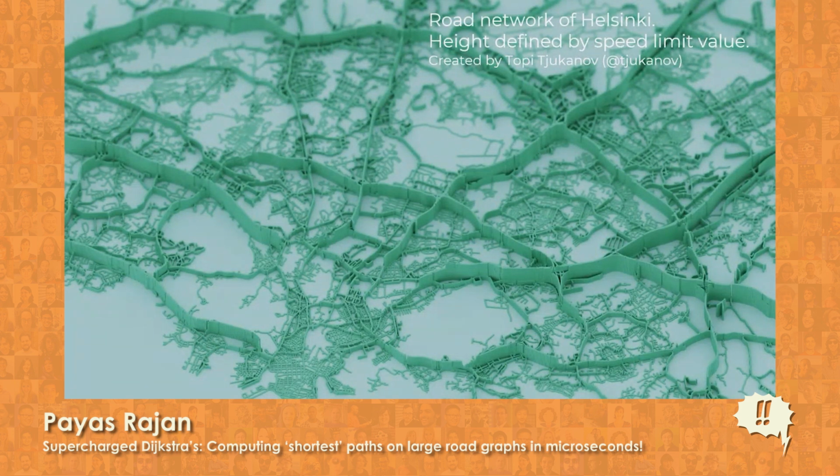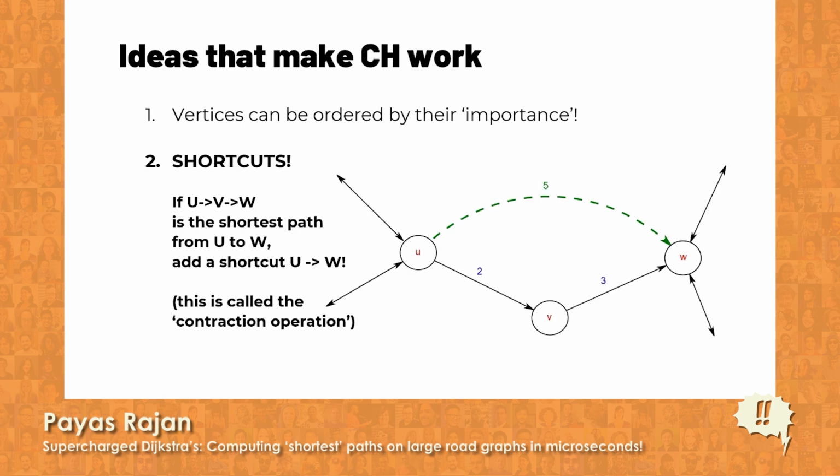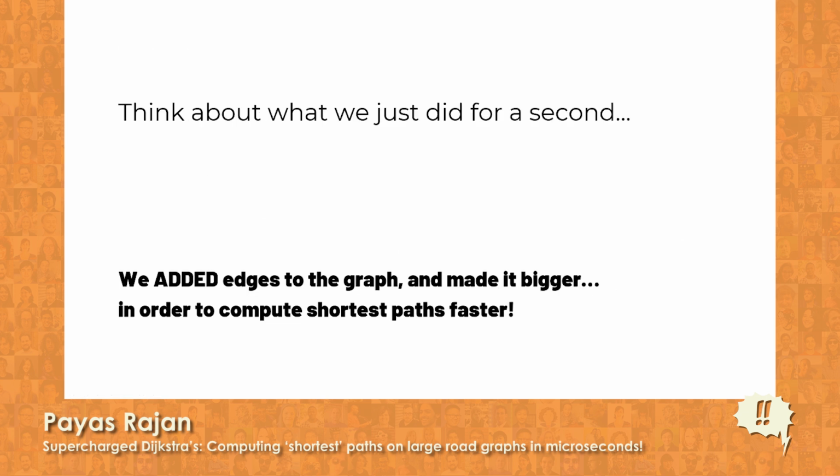Now, an interesting variant of this approach is called contraction hierarchies, or CH, where every node is given a place in the hierarchy. Once we have this hierarchy of nodes defined, we can start applying the operation that gives CH its power: shortcuts. To explain simply, if U to V to W is the shortest path, for a vertex V, then we add a shortcut from U to W. If you add this shortcut, any Dijkstra search that reaches the vertex U can bypass the vertex V altogether. This is called the contraction operation, right?